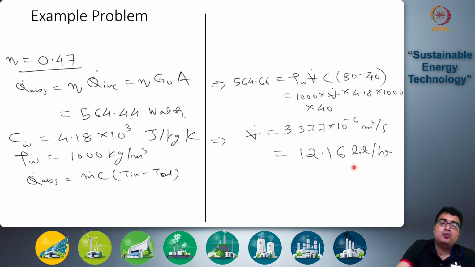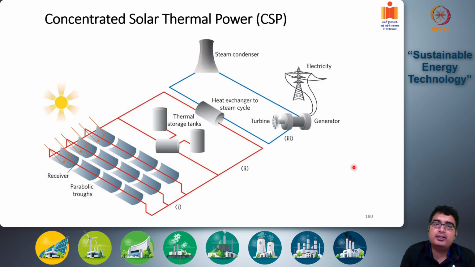In the next class, we will discuss the last type of solar thermal systems where you are using the thermal energy of the sun to generate electricity through what is called the concentrated solar thermal power, CSP technique. Okay, we will discuss that in the next class.